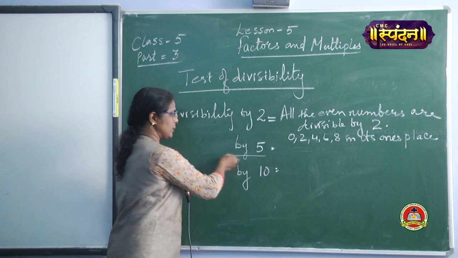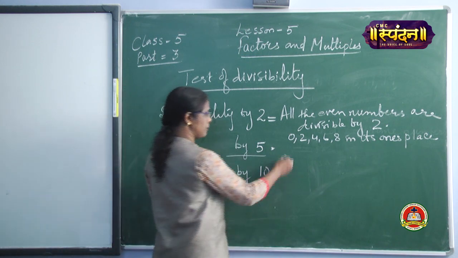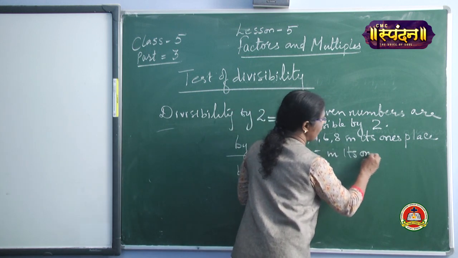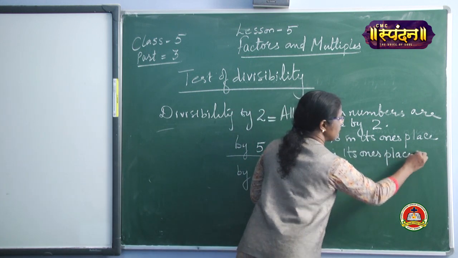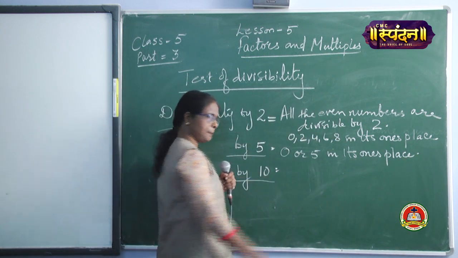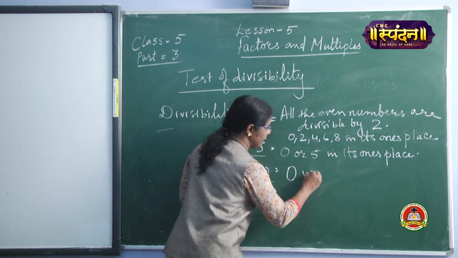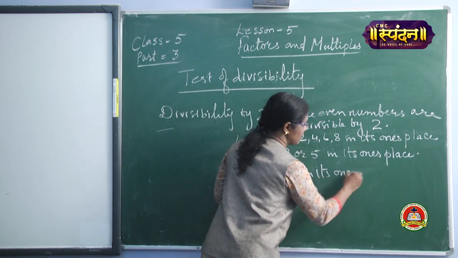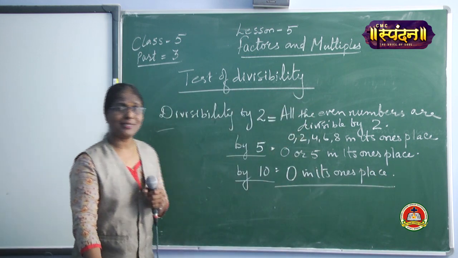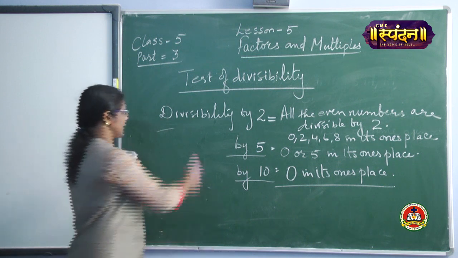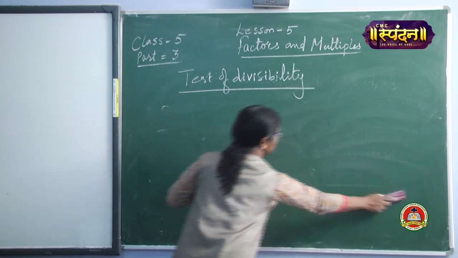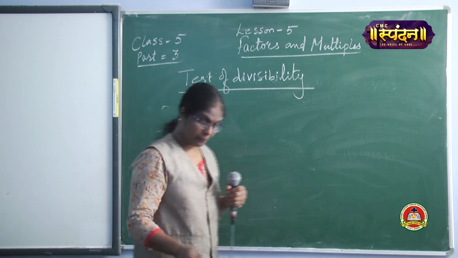Now, how will you find whether a number is divisible by 5? If a number has 0 or 5 in its ones place, then that number is divisible by 5. Okay. Now, how will you find whether a number is divisible by 10? If a number has 0 in its ones place, then the number is divisible by 10. To see the divisibility by 2, 5 and 10, we will take an example so that this divisibility is more clear to you. Okay.